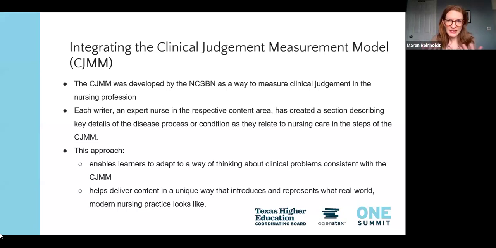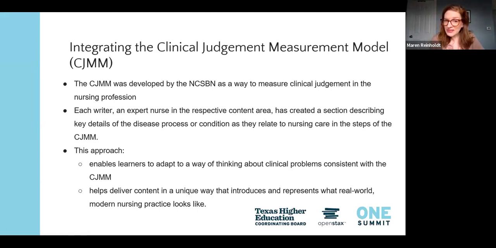So gone are the days of using the nursing process and NANDA diagnoses, the way that traditionally nursing education has brought through the years. We want learners to adapt to the way of thinking about clinical problems that is consistent with the CJMM, that really resonates with what nursing practice looks like today and will look like in the future. And that's how we present nursing care throughout the text.